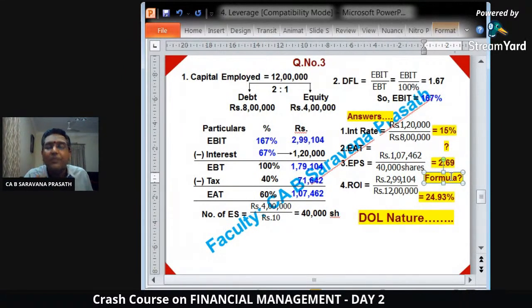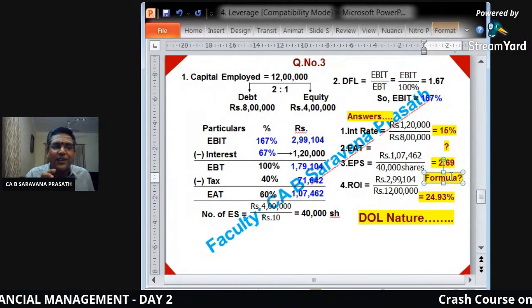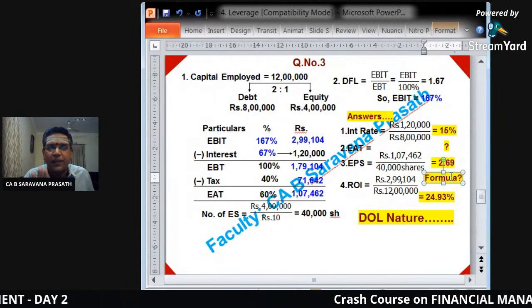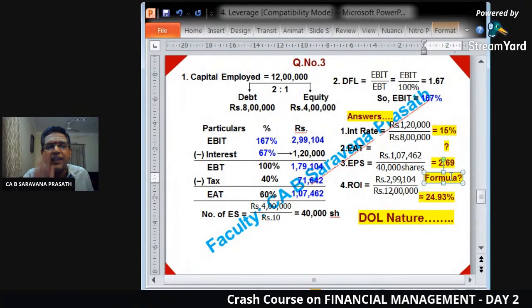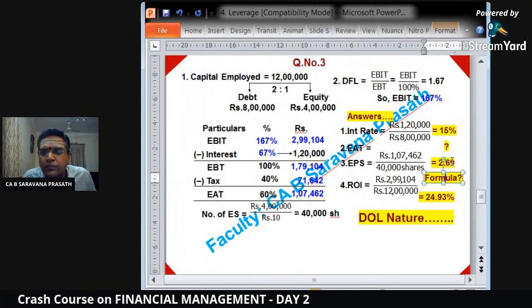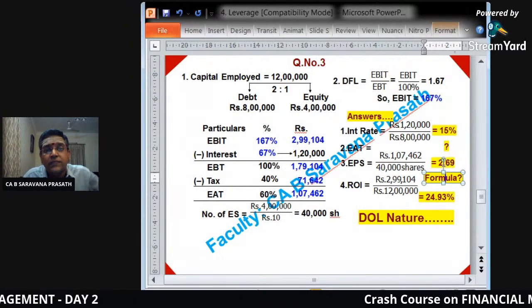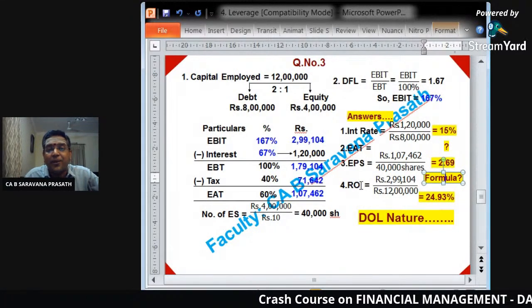In this question, preference dividend is not there. So EAT itself is equivalent to residual earning. You should not change the formula. You should write the formula as it is: residual earning divided by number of equity shares. The number is equivalent to 2.69. This is in rupees.